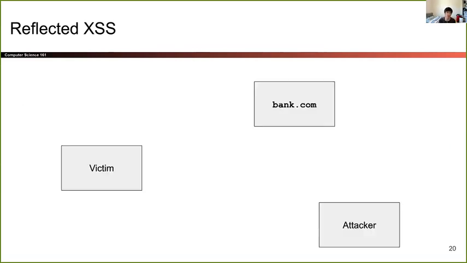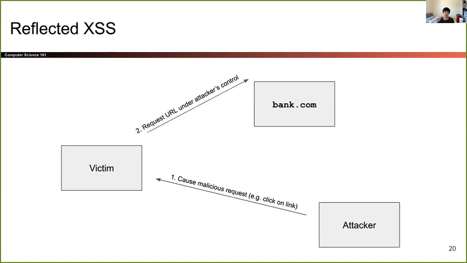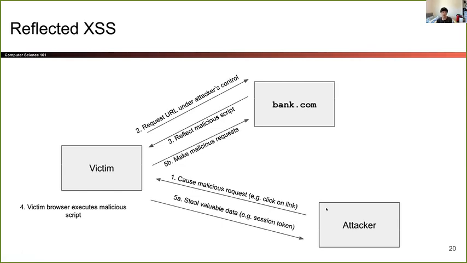JavaScript. So as a diagram, again, step 1, cause the victim to make a malicious request, maybe click on a link or something. This malicious request makes a request to a URL that the attacker has control over. This request with the input is then reflected back in the response. So now this response has that malicious script. The victim browser then goes and executes that malicious script, and then the same things can happen as before. Either you steal their data or you make malicious requests on their behalf.